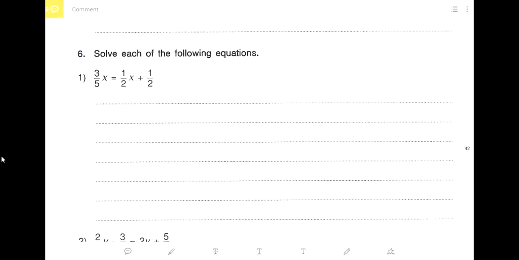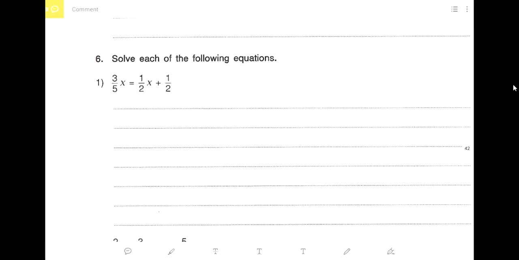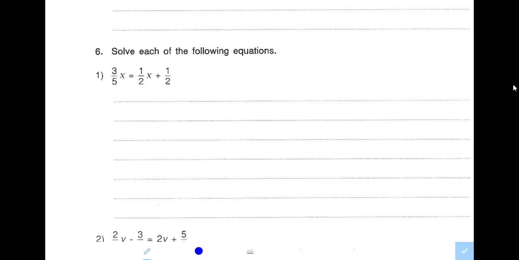Okay. This one we have fractions, fractions, and fractions. All of them are fractions. So the good technique for this problem is to multiply by the LCM of 5 and 2. When you see a lot of fractions, you want to change them to integers, and to change them to integers, you have to multiply by the LCM.